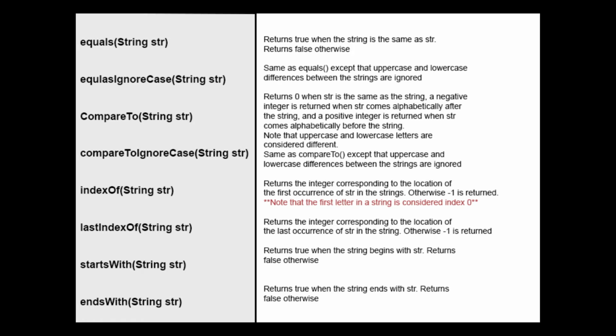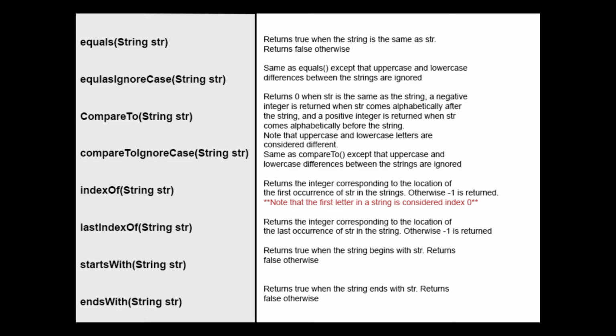What this will do is it will compare the two given strings based on their data and content of the string. If all content of both strings is the same, it will return true. If all characters or some characters do not match, then it will return false. Same thing goes for equals ignore case string str. In this case, it will ignore capitals and lowercase. So it's basically the same thing.